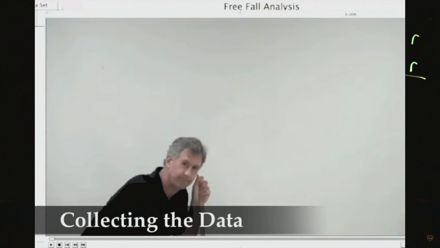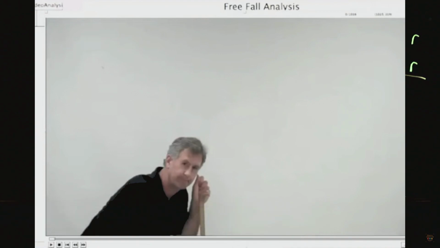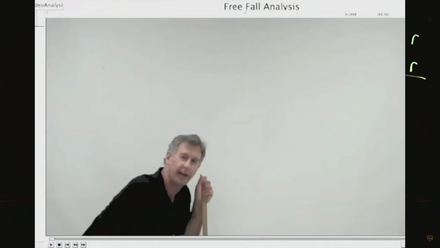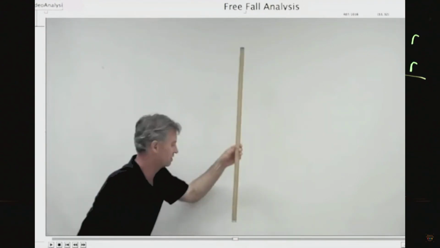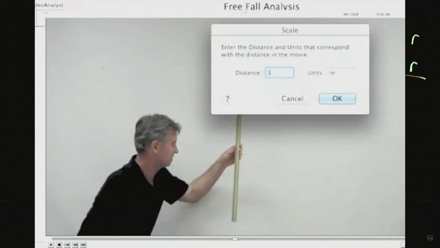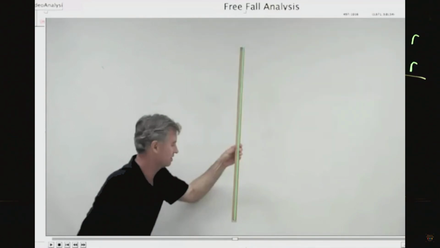So I've imported the movie into my video analysis program, and I'm going to begin by first calibrating to indicate what 1 meter is on this little video screen. So what I'm going to do is fast forward the video to a frame where the meter stick shows up, which is right about here. And then I'm going to grab this tool and I'm going to say from this point at the top of the meter stick down to this point at the bottom of the meter stick is 1 meter. And this has got to be perfect or it's going to have effect upon all my data. So I think I did a pretty good job there.